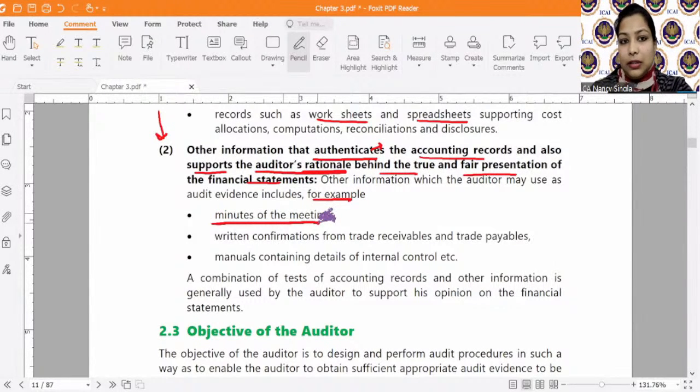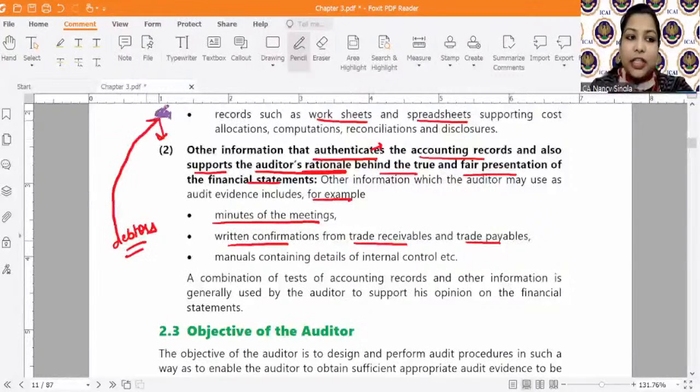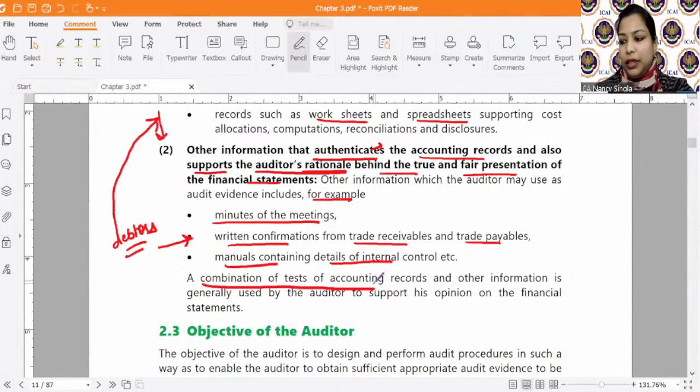And what can be the examples? The minutes of the meeting. Okay? After having looked at the minutes of the meeting, let's say any resolution is passed, and as per the Companies Act, it is to be passed by a special resolution. So the auditor can always have a look at the minutes of the meeting to see whether that is valid or not. Right? Written confirmations from trade receivables or trade payables. I explained the example of debtors in detail. In the first point with respect to debtors, what can come? The ledgers, the aging schedules of debtors prepared by management. And here what can come? The written confirmations. Okay? Manuals containing details of internal control. And an auditor uses a combination of both the information. Okay?